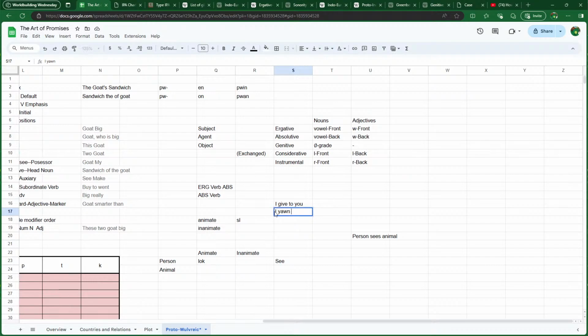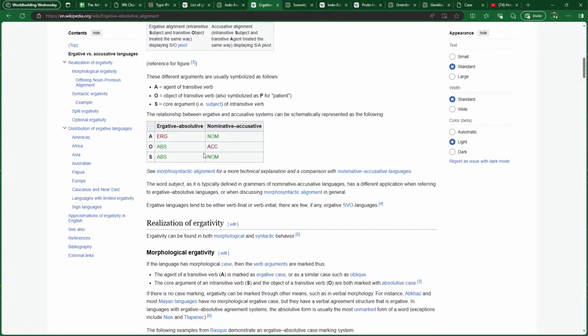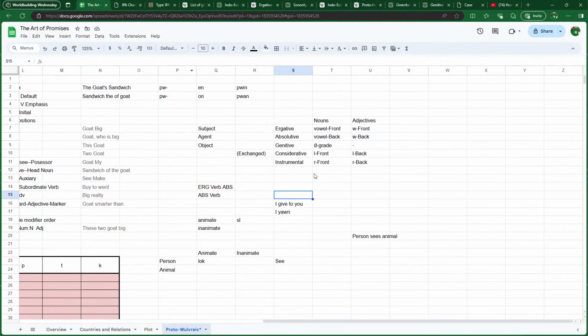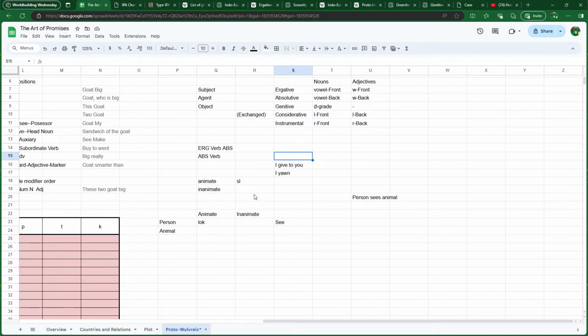I in this one and I in this one, the subject and the agent are treated as the same and the object is different. But in ergative absolutive alignment, the agent and the object are treated as the same, while the subject is different. So that's what the difference is. This little chart explains it pretty well. So that's what we have going on here.